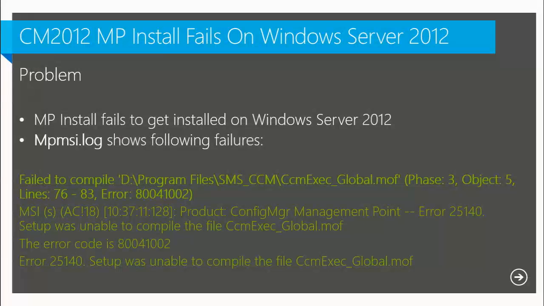Another issue that popped up was MP install fails on Windows 2012 server. So you go to install the management point on server 2012, and it fails. Cool, not really cool, but it's cool because we get to do some more troubleshooting, and it points to this CCMExec global MOF file, where we all know that the management point has the client bits, right? So it shouldn't be that big of an issue.